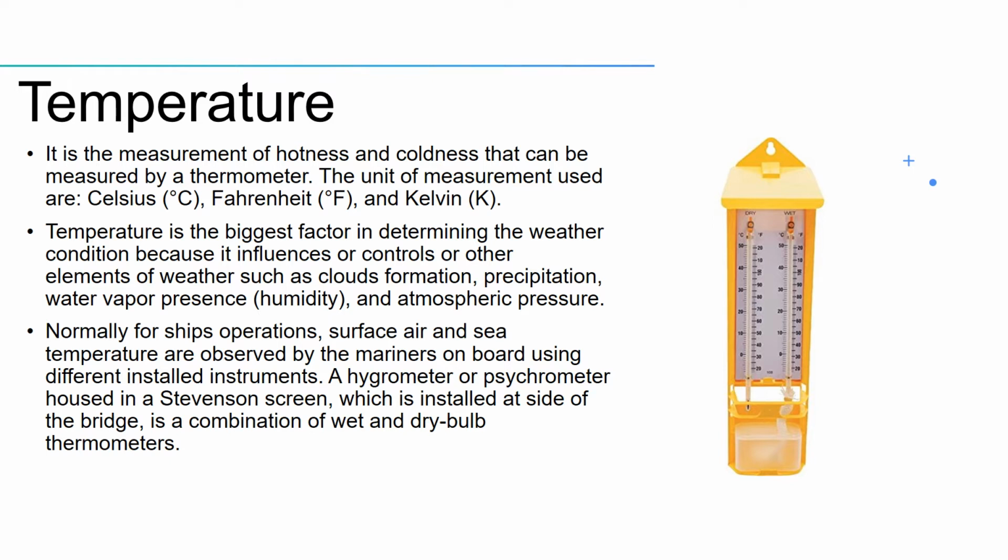So temperature is the biggest factor in determining the weather condition because it influences or controls other elements of weather such as cloud formation, precipitation, water vapor presence or the humidity, and atmospheric pressure. So kaya nga kanina diniscuss natin yung sa horizontal and vertical heat distribution. So yan yun.